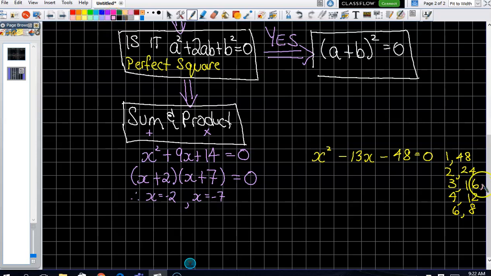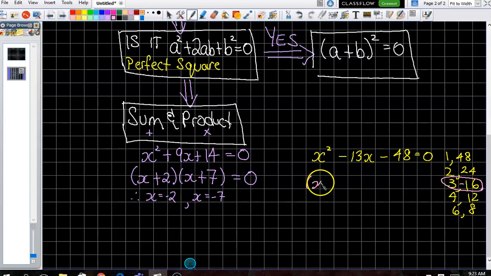Now, in order to get a negative answer, clearly one's positive, one's negative. But when you add them together, you want minus 13. So which one's positive and which one's negative? Yeah, the larger one is always the sign that's in the middle. And you should find that pattern yourself.